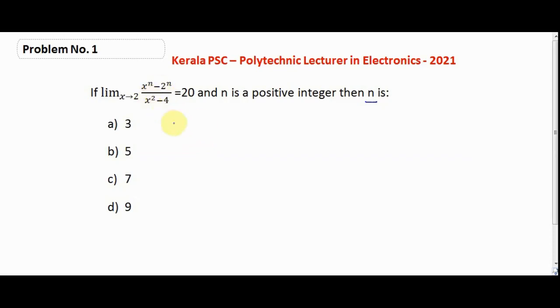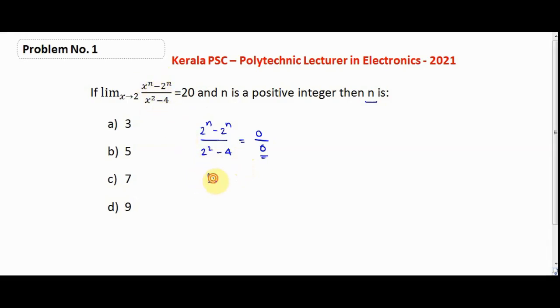When you do direct substitution, what you get is (2^n minus 2^n) divided by (2 squared minus 4). So this is 0 divided by 0. We are getting an indeterminate form. So let's go for L'Hospital's rule. We will differentiate numerator term and denominator term.